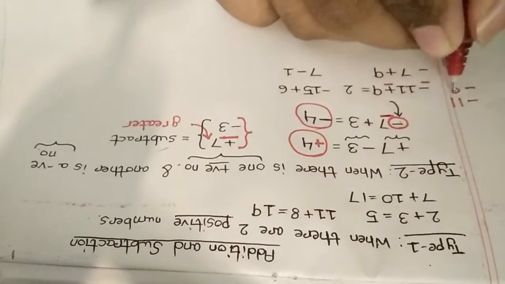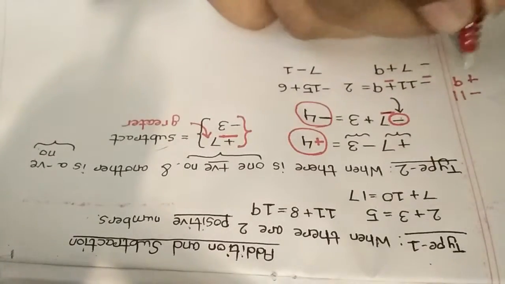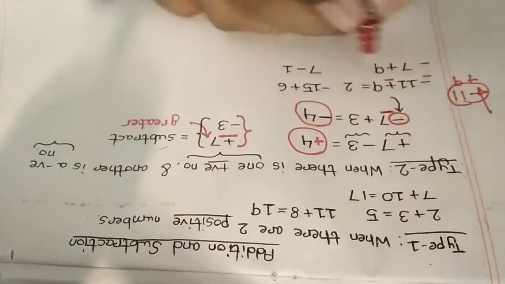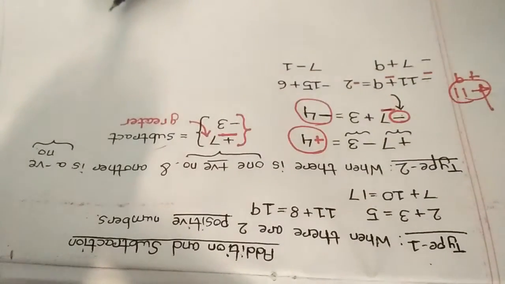We have minus 11 and minus 9 plus 9. Which number is greater? Minus 11. What sign does 11 have? Negative. So the answer would be negative 2.